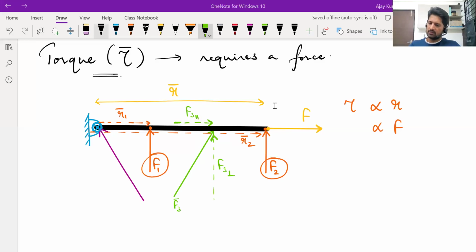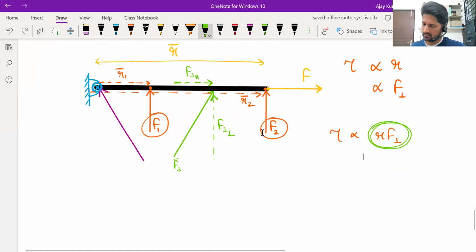So torque depends on the distance where the force is being applied from the axis, and it also depends on the component of force perpendicular to the position vector. So you can say torque is proportional to R multiplied with F perpendicular. Now R is a vector, force is a vector. What should you do to two vectors to get one vector multiplied with the perpendicular component of the other? You have to take cross product.